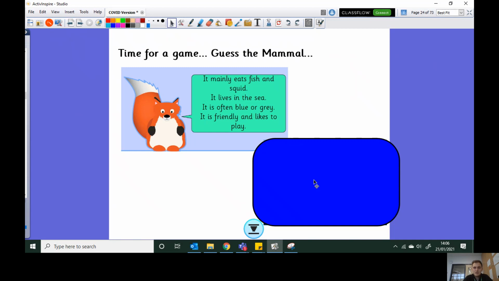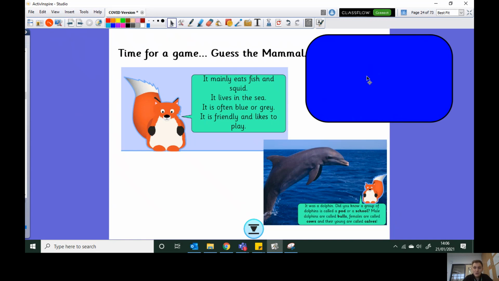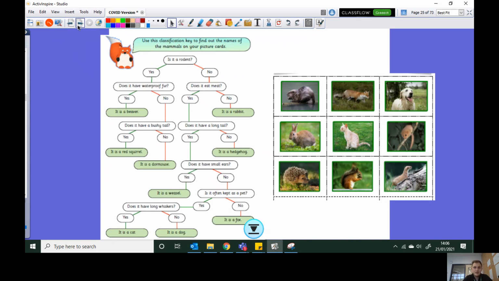So it's a sea animal. They're super friendly. They like to play, jumping out. It is, of course, a dolphin. Okay, a dolphin, and there's a fun fact here. A group of dolphins is called a pod or a school. That's crazy. We go to school, don't we? But they're called a school or a pod. Male dolphins are called bulls. Female dolphins are called cows, and their young are called calves. Goodness me, full of fun facts, this science lesson.